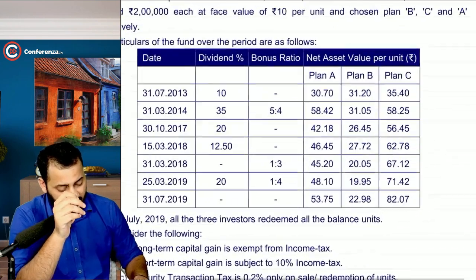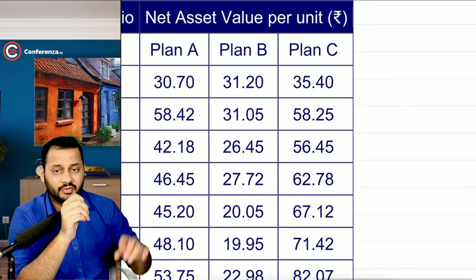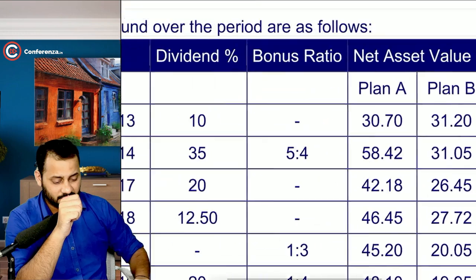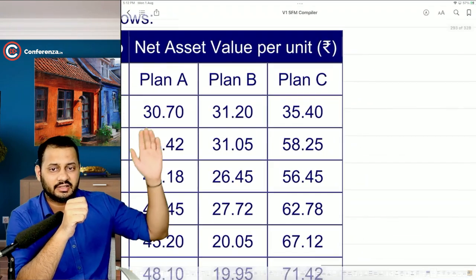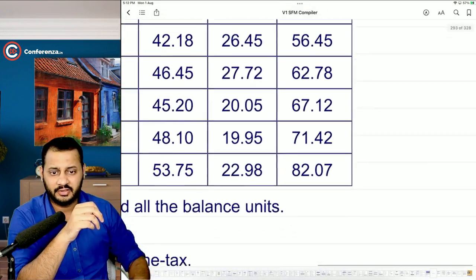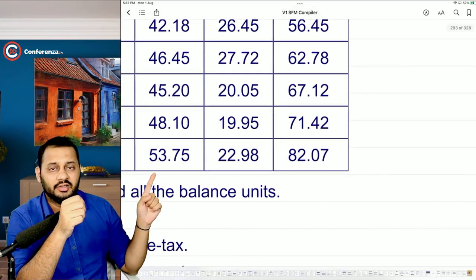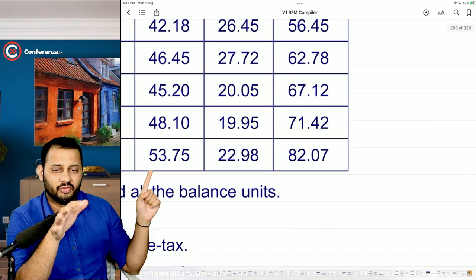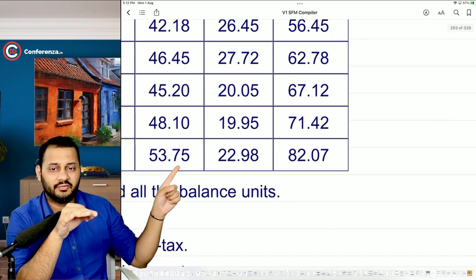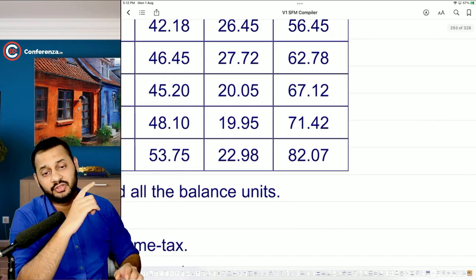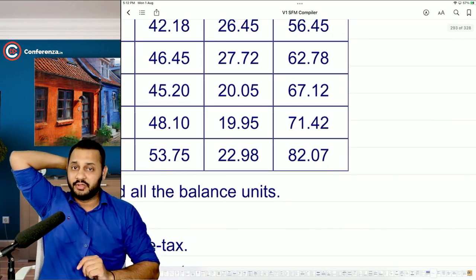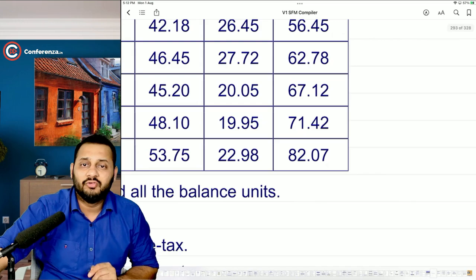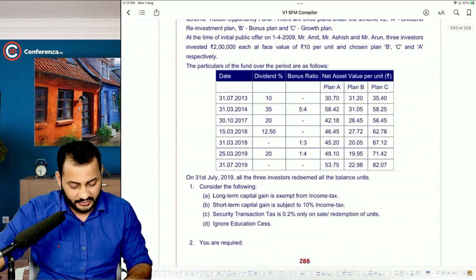So you can see in plan ABC, when you are starting, the NAVs are like this. On the very first date which is given in the table, the NAVs are like 30, 31 and 35. But by the end of the period, you can say 4-5 years, this is 53, 22 and 82 rupees. So the growth plan, can you see the NAV of the growth plan? It is 82 rupees. So that's what they are focusing on. You can clearly see that.